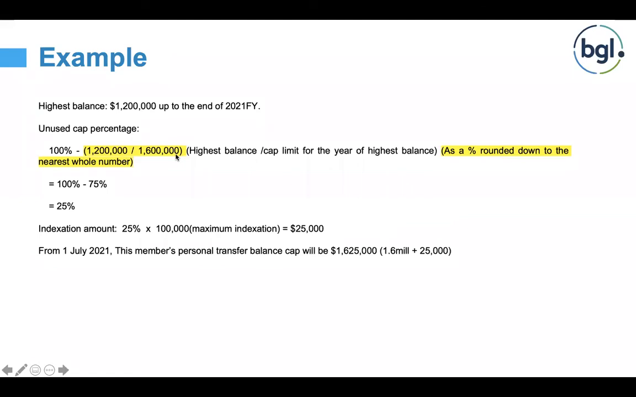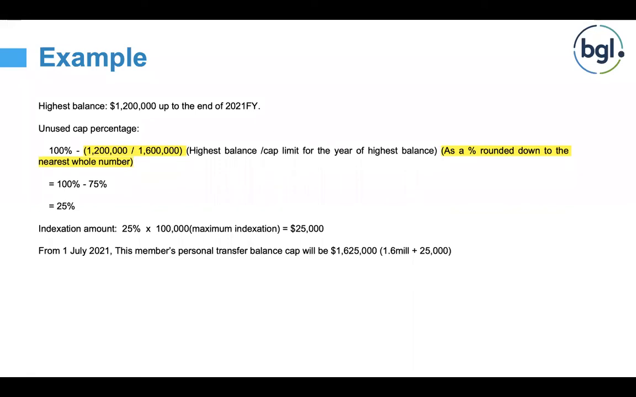Now, when you're working this out, very important, because they put this in the instructions, this amount, the 1.2 divided by 1.6 amount, has to be expressed as a percentage, and it has to be rounded down to the nearest whole number. You're not always going to get a whole number when you're working this out. You might get a lot of decimal points in it. But just remember, at that point, you then round it down to the nearest whole number.